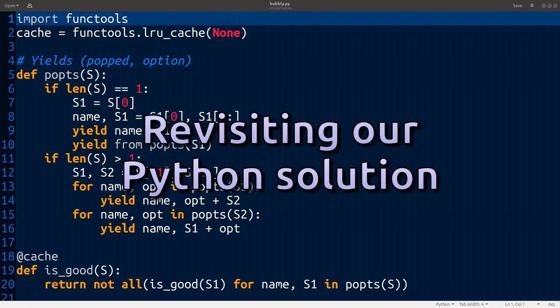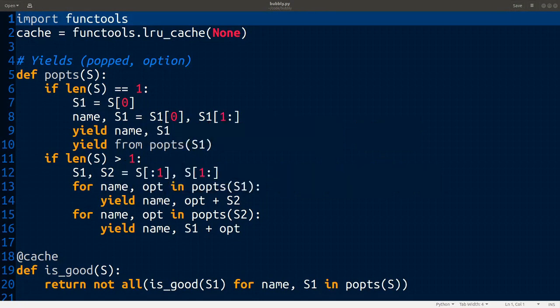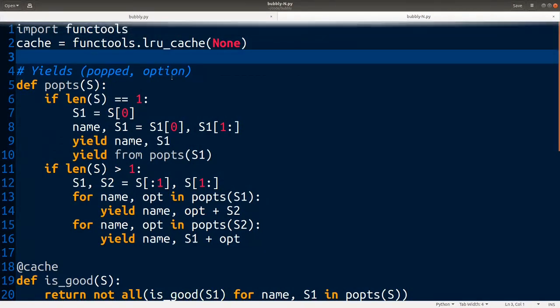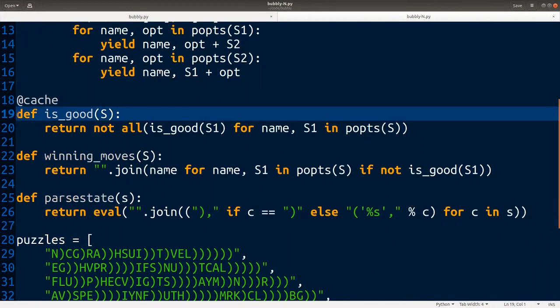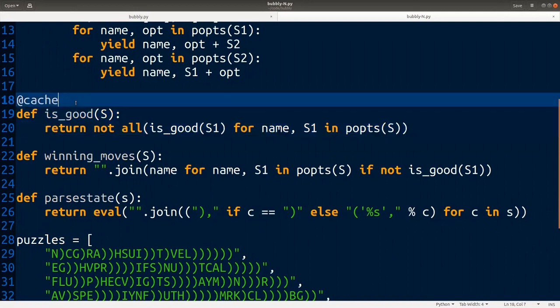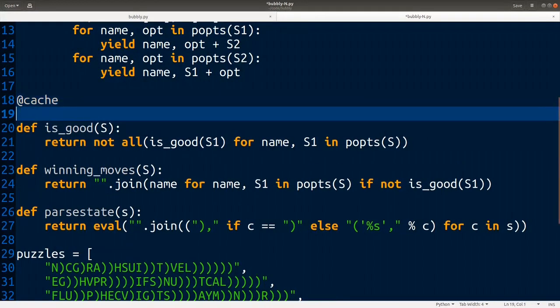Okay. Before we get to what we're going to do about that, let's update our program to use everything we've learned about nimbers. All right, let's say this is bubbly-n.py. So the basic thing we need to do is replace the isGood function with a function that gives you the nimber of a state.